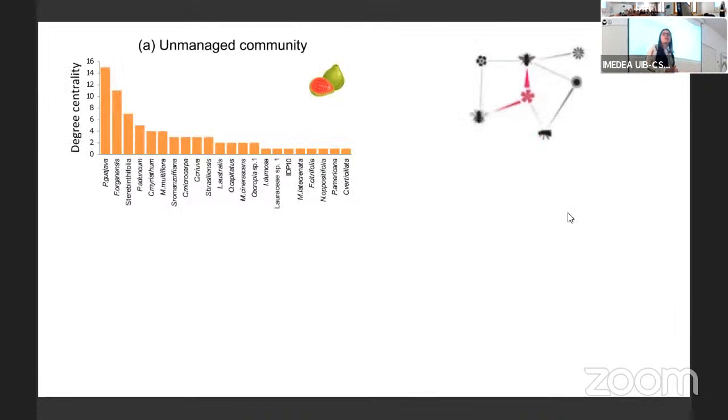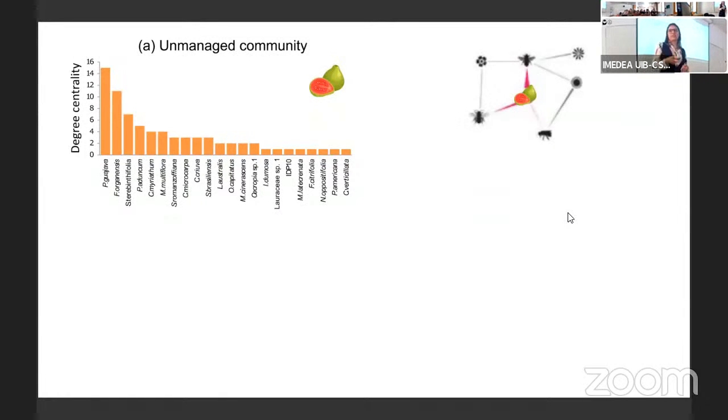Okay. We also expected to find that guava was highly central in the community. To see if that's true, we performed this degree centrality, that is the number of different species that the plants are interacting with. So here, guava is interacting with 15 species, and it is the central node of this community. We can put it here.